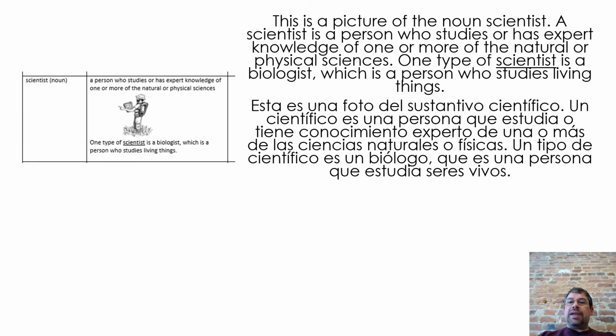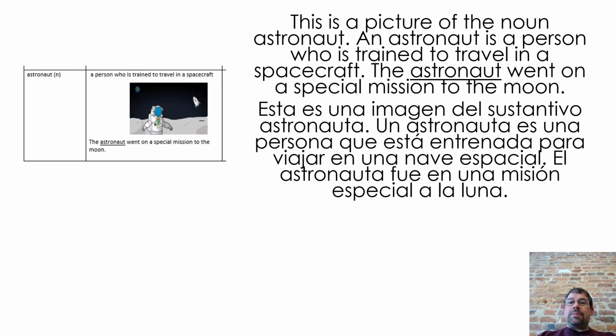This is a picture of the noun scientist. A scientist is a person who studies or has expert knowledge of one or more of the natural or physical sciences. One type of scientist is a biologist, which is a person who studies living things. This is a picture of the noun astronaut. An astronaut is a person who is trained to travel in a spacecraft. The astronaut went on a special mission to the moon.